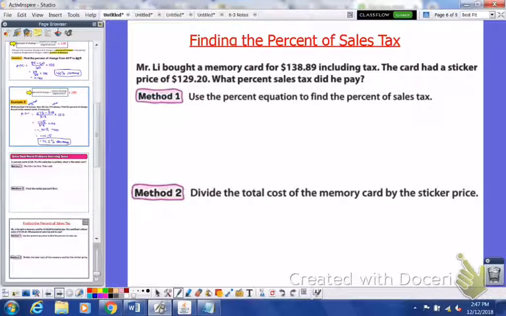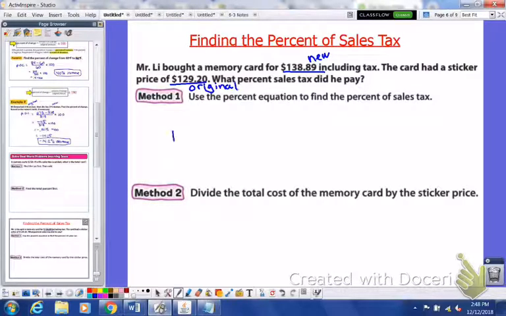Okay, so he bought the card including tax. So that's going to be our new price. Our new price. The card had a sticker price of 129.20, so that is the original. That's what he saw first. We can use our percent equation. It's going to be method 1 to find the percent of sales tax.